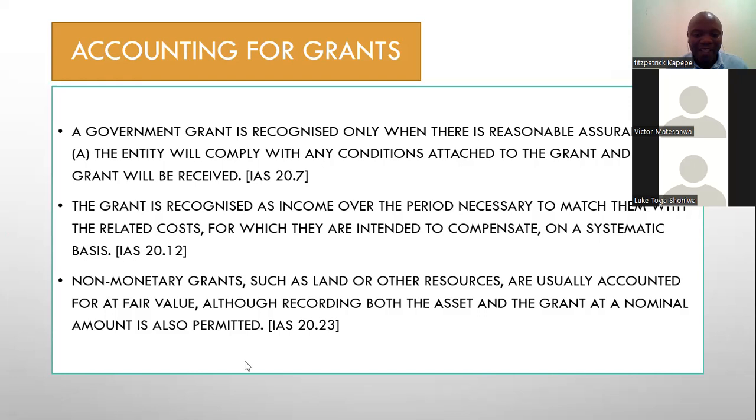Victor, are you getting this? Yes, I'm getting it. So the grant is recognized as income over the period necessary to match them to the related cost for which they're intended to compensate on a systematic basis. I've already demonstrated to you how this deferred income concept comes in. Non-monetary grants such as land or other resources are usually accounted for at fair value, although recording both the asset and the grant at a nominal amount is also permitted. So there the standard is not restrictive.